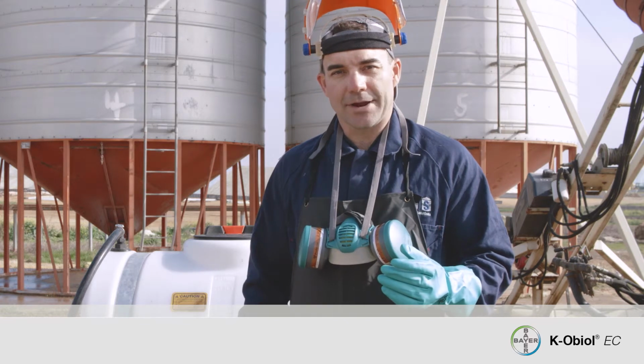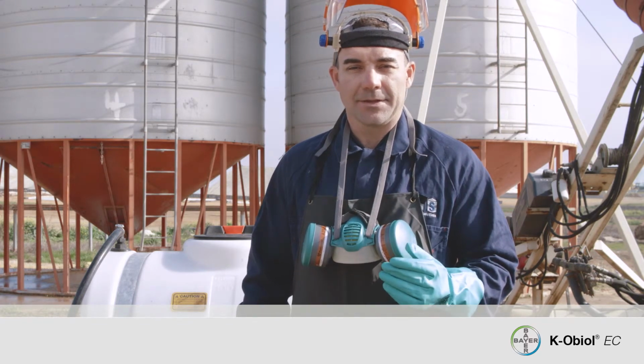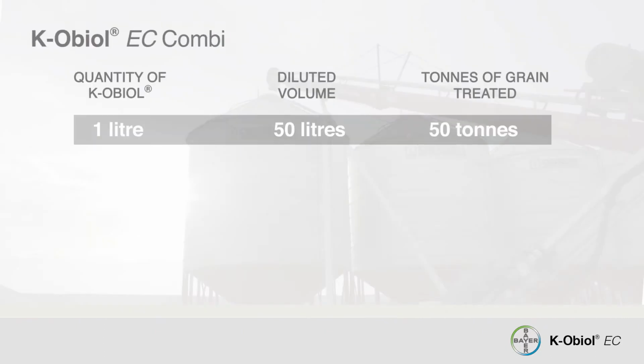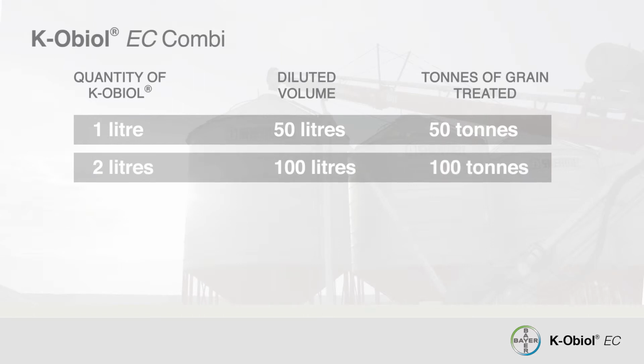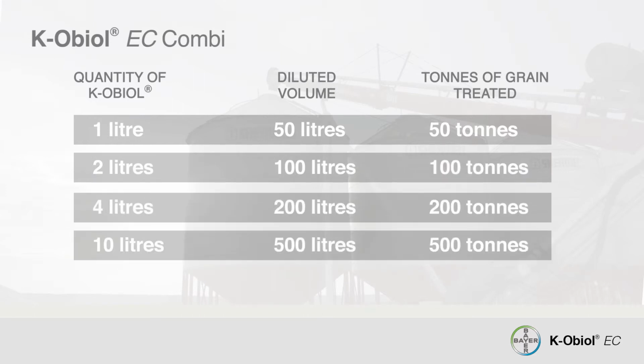The next step is to mix K-Obiol and your selected mixing partner. To fully protect your grain, you'll need to achieve 1 part per million of deltamethrin. This is easy to do in the following way. The directions are on the label. 2 litres of K-Obiol diluted to 100 litres total volume of water treats 100 tonnes of grain, and you can see how the other quantities work out. You can check all this out on the online training.